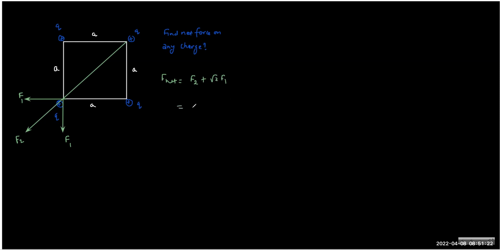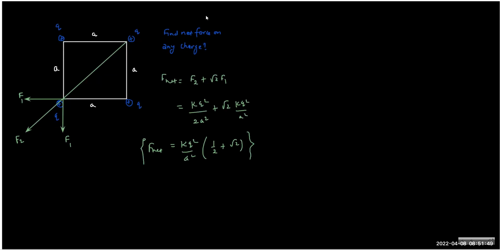So F2 is how much? kQ squared by root 2a whole squared. Yeah, correct. And F1 is kQ squared by a squared, right? Yes, sir. So we can take kQ squared by a squared common, and what we get is 1 by 2 plus root 2. Yes, sir. Very good. So this is the right answer.